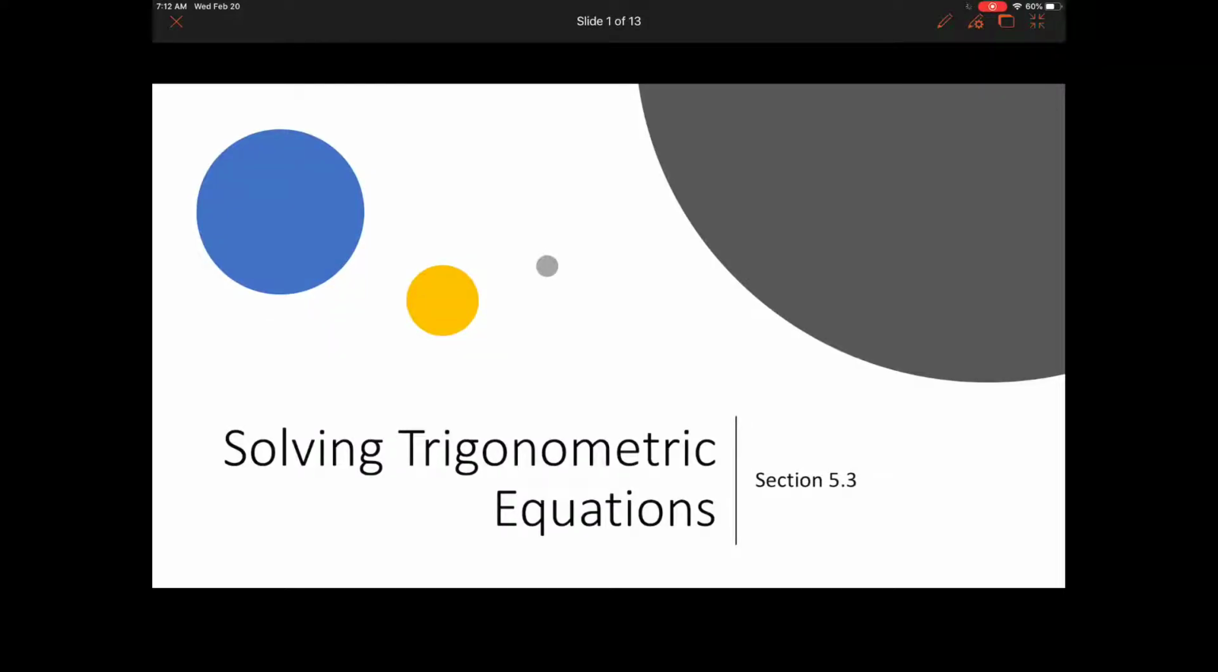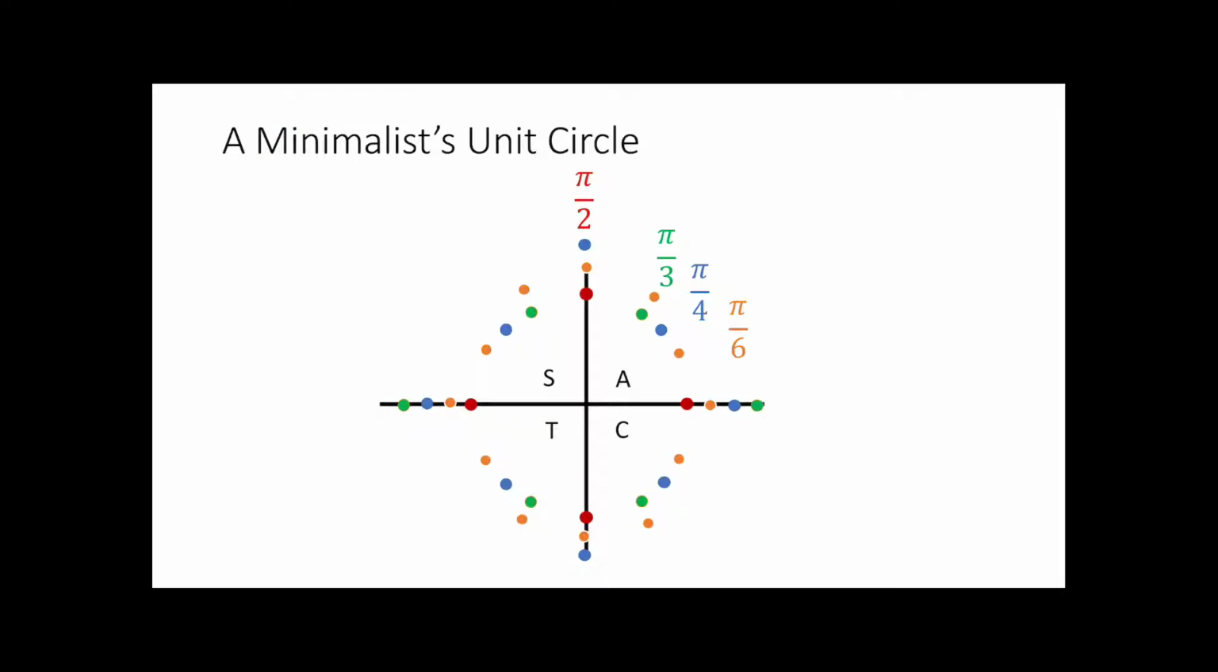So today we're going to start talking about solving trigonometric equations. And we're going to start with a minimalist unit circle. So we remember that whenever we have a 30-degree angle, we multiply by pi over 180, we get pi over 6. Any 45 is pi over 4, any 60 is pi over 3, and any 90-degree angle is pi over 2.